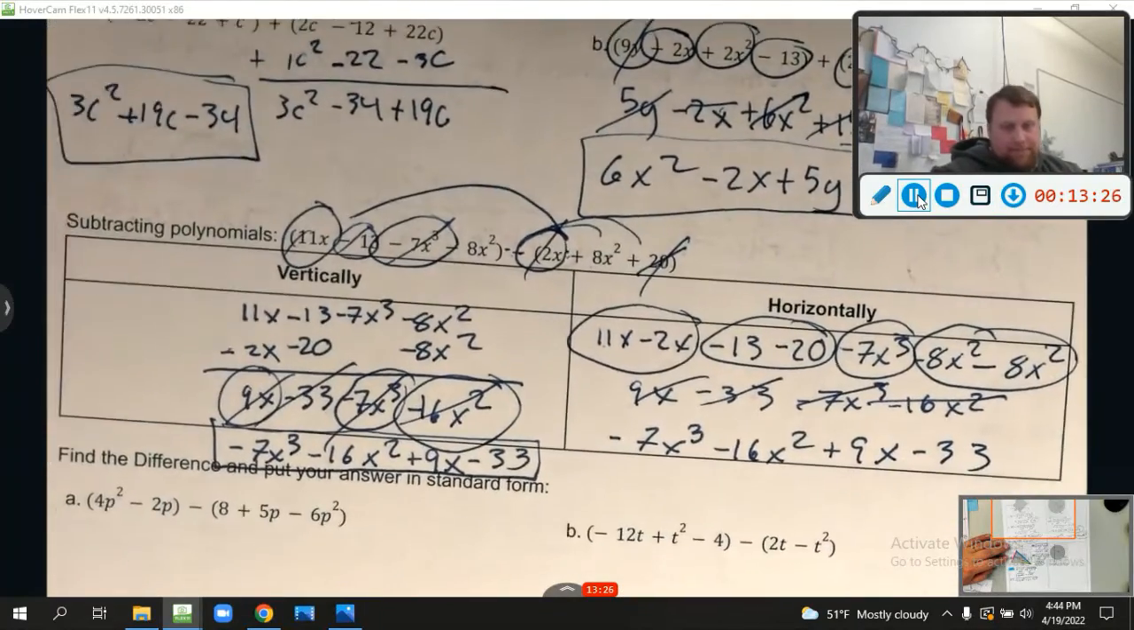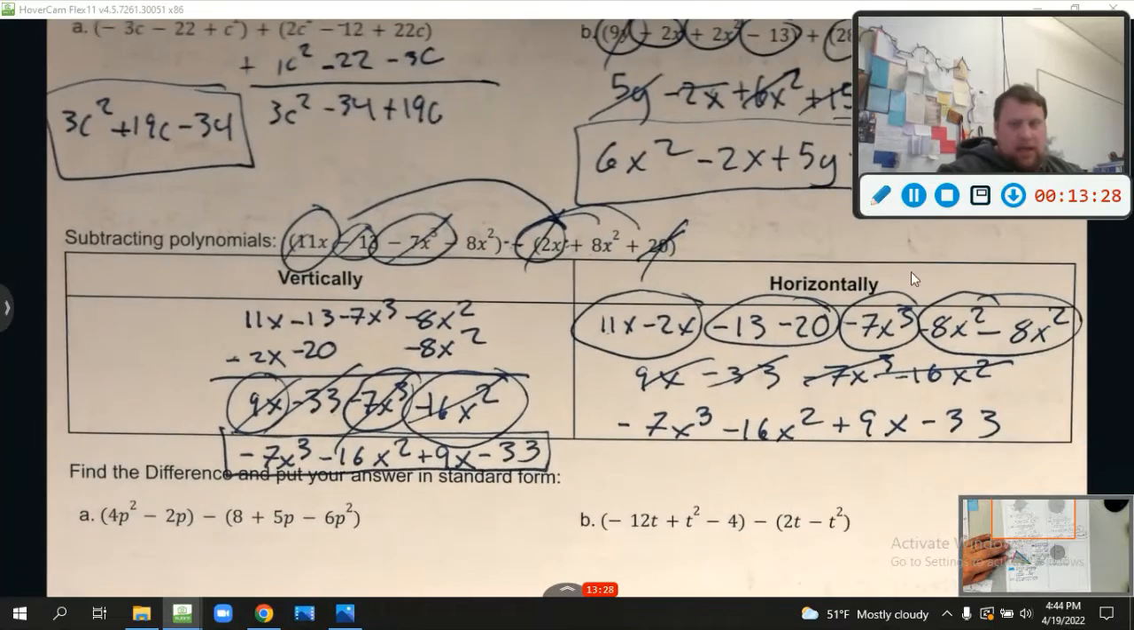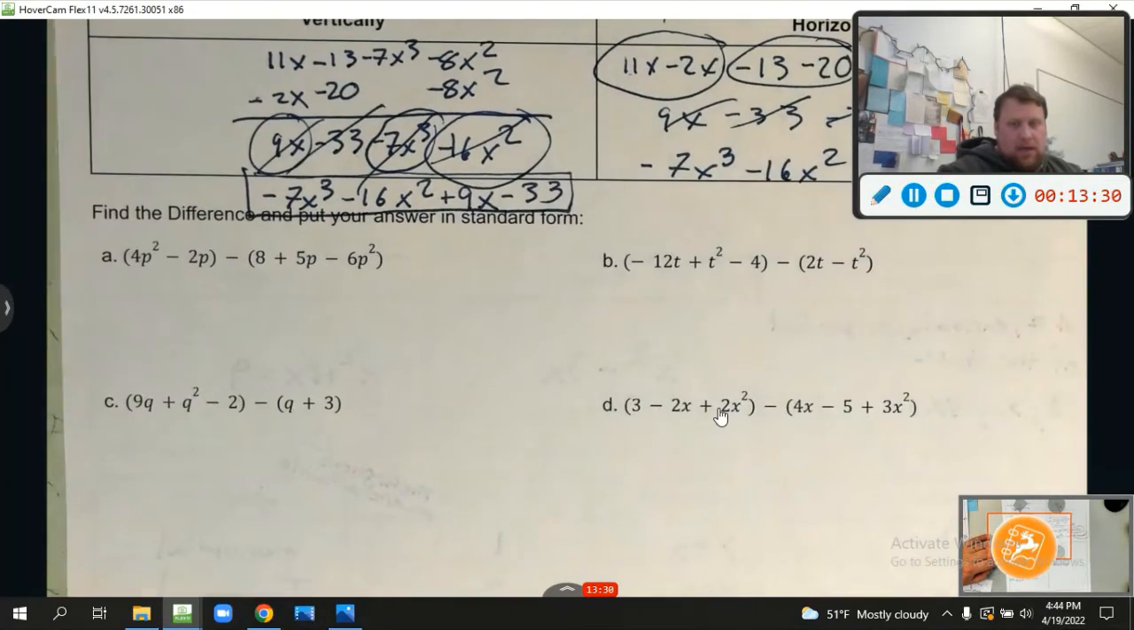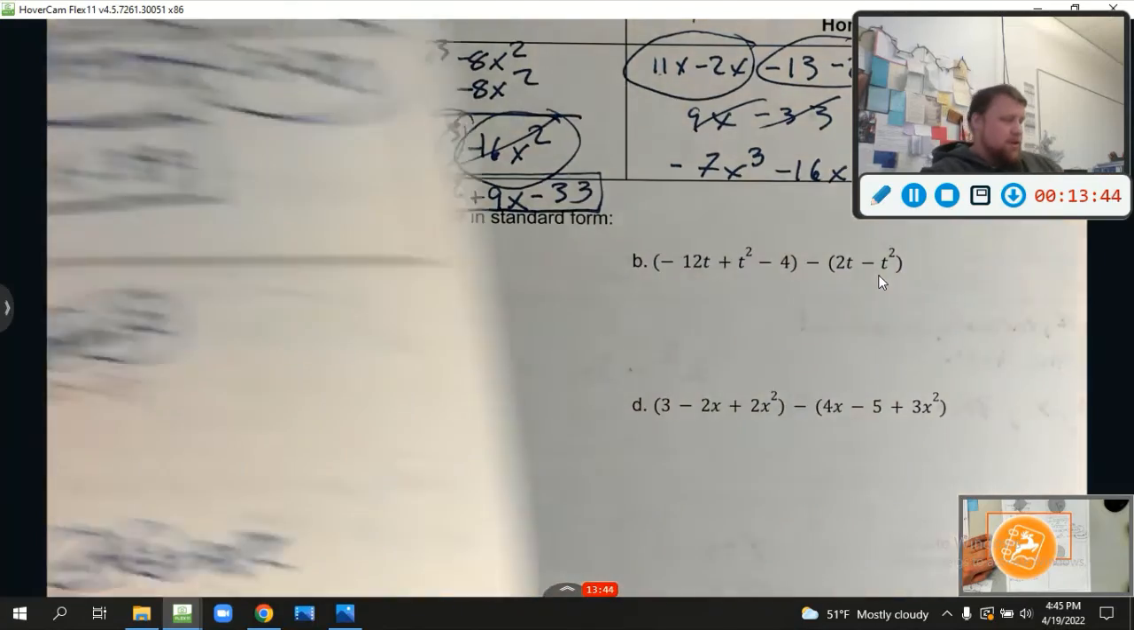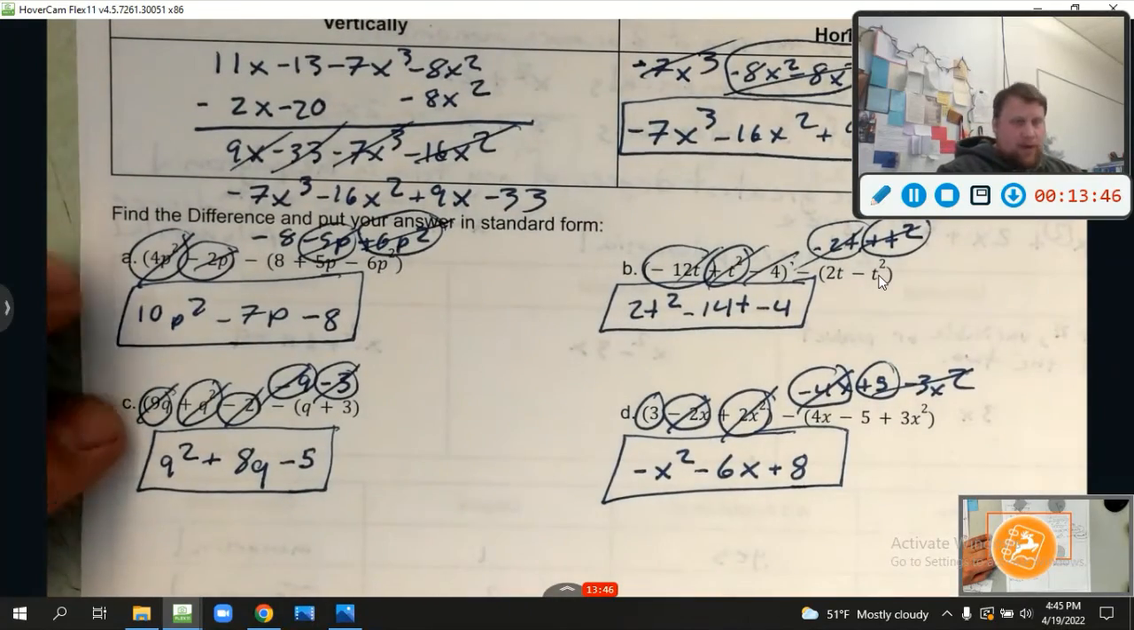All right. Let's go ahead and take a chance, work on these four. Ready, set, pause me, and go. Awesome. So I'm going to just show you the finished versions of these. What should you have got?